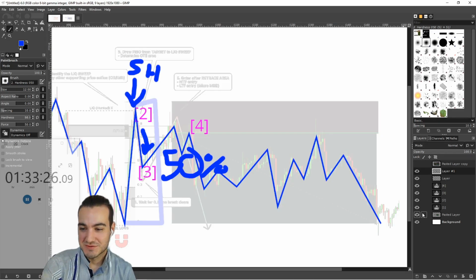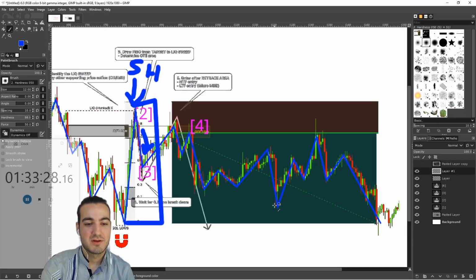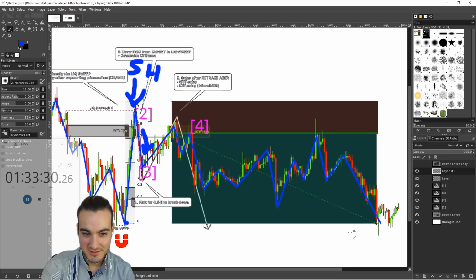This drawing is too much fun. I ended up drawing on the candlestick layer, and we do not want that. Okay, we're clean.